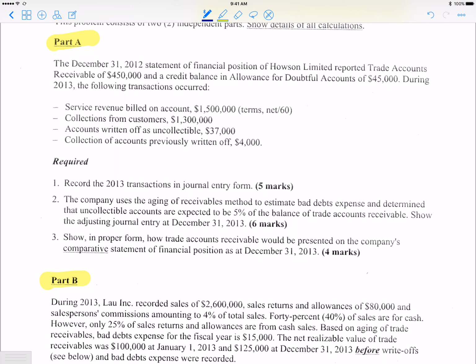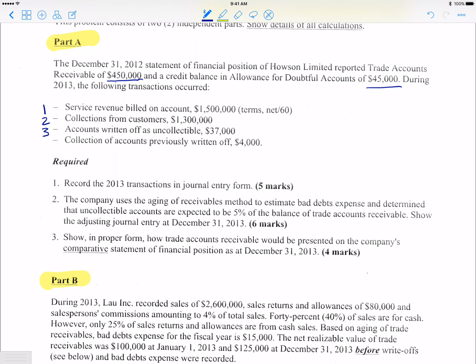So starting with part A, the December 31st, 2012 statement of finance position of House Unlimited reported trade accounts receivable of $450,000 and a credit balance in allowance for doubtful accounts of $45,000. During 2013, the following transactions occurred. So we have our first transaction, service revenue billed on account for $1,500,000. 2, collections from customers of $1,300,000. 3, accounts written off as uncollectible.